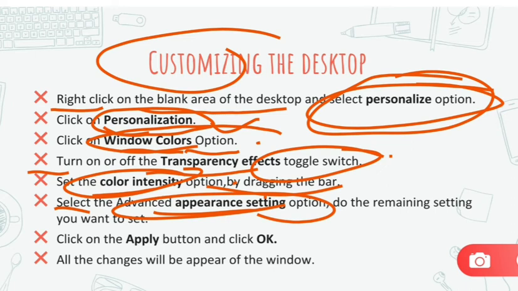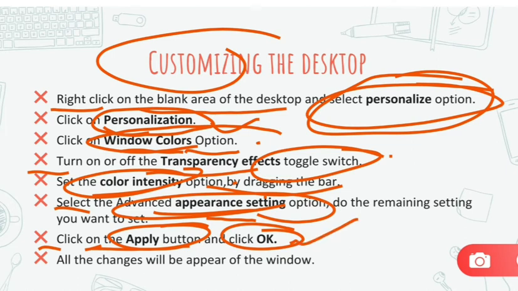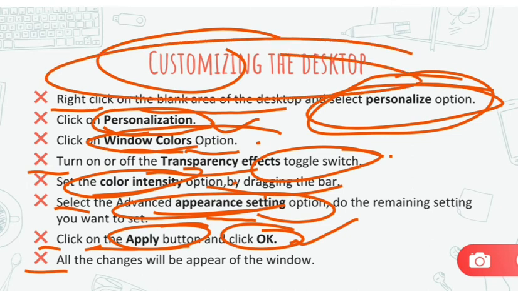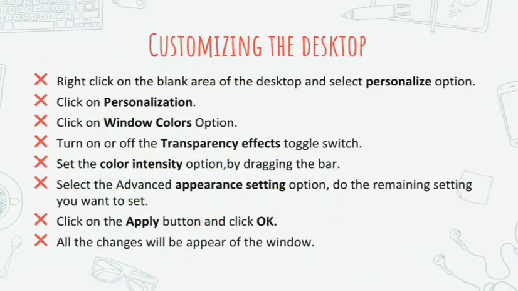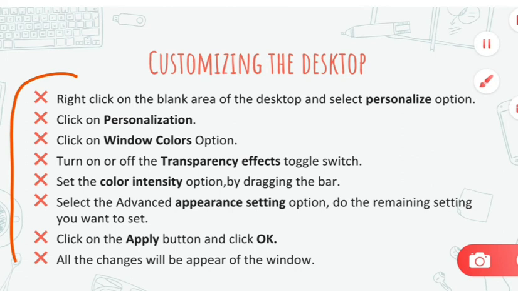After doing all the appearance changes, you have to click on the Apply button. Once you have clicked on the Apply button, then you have to press the OK button. When you have clicked this OK button, all the changes that you have done in this customization with the help of personalization will appear on the window. So this is the way we can customize the desktop. These are the steps we have to follow for customizing. Now move to the next heading.